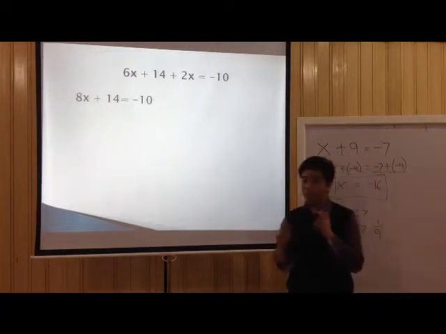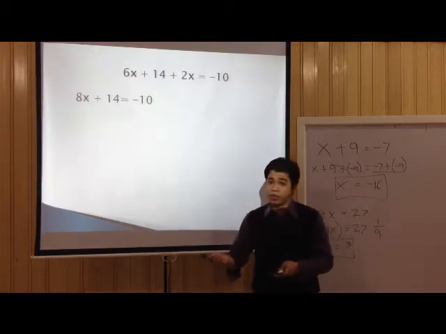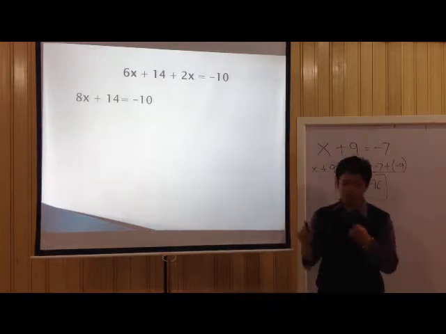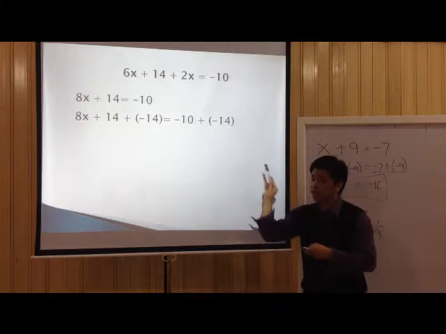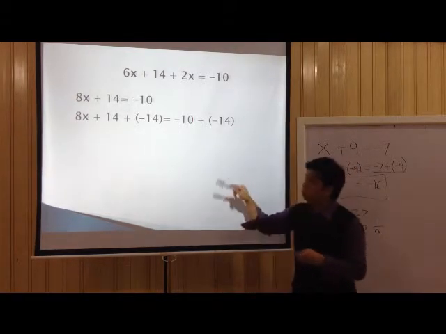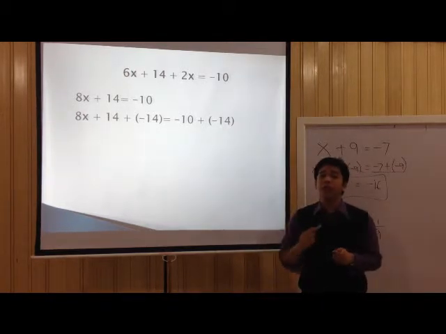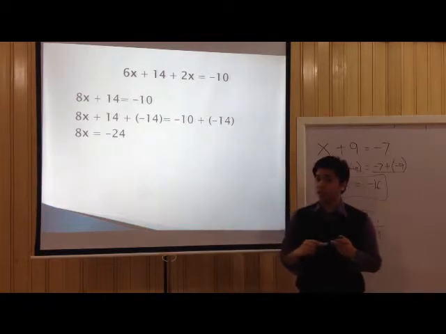Again, we have to get rid of this positive 14, so we have to get its additive inverse. The additive inverse of positive 14 is negative 14. So if I add negative 14 to the left side and to the right side, 14 and negative 14 will cancel out. On the right side of the equation, negative 10 plus negative 14 is negative 24. So I will be left with 8x equals negative 24.